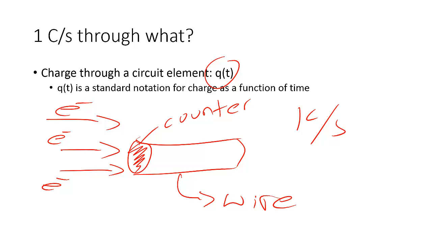So the key is we need to consider some kind of area. Typically, we call it the cross-sectional area, as though you cut it. And we look at how many electrons per second are flowing through that area. And that's what we mean by current.